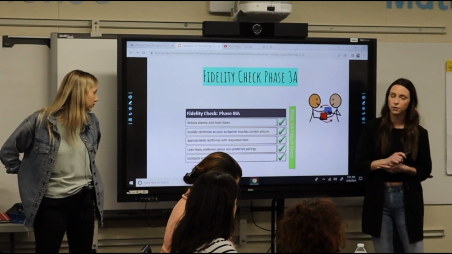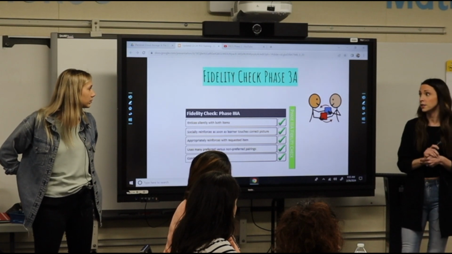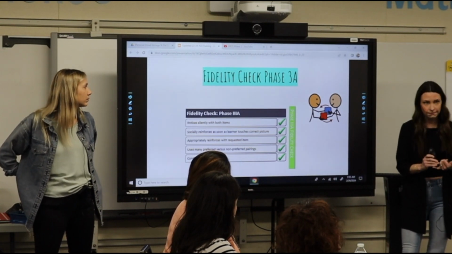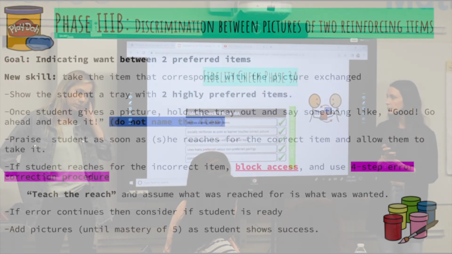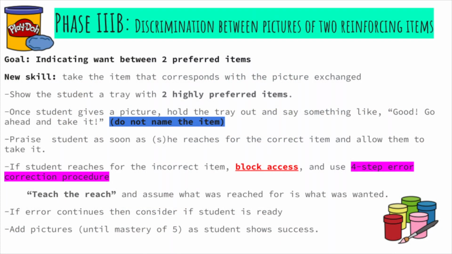And are we conducting the 4-step analysis? And the kids are getting it. And again, the 3 communication partners and the 40 trials were ready for phase 3. So the goal in phase 3 is indicating the want between 2 preferred items, which is definitely a little trickier because we know they want both.